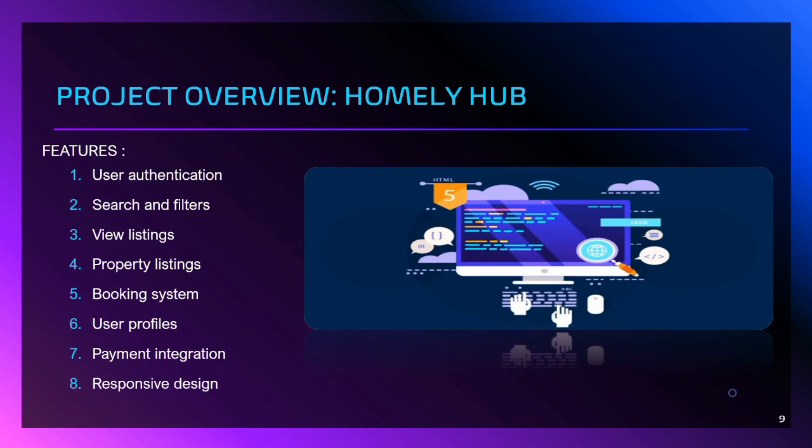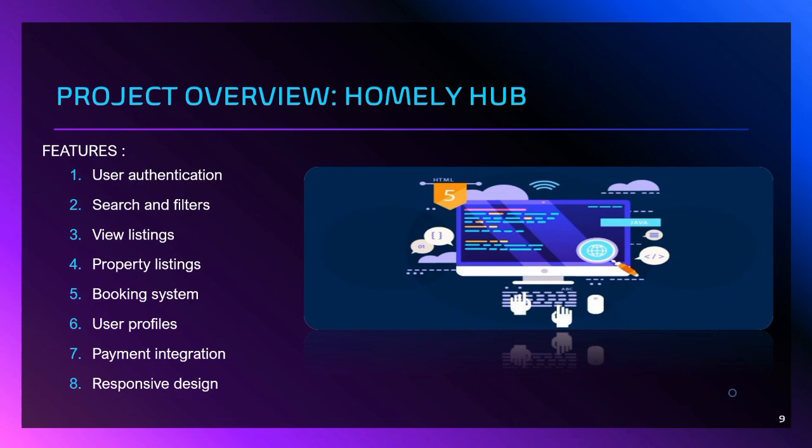Project overview: Homely Hub. The key features of the project are user authentication, which allows users to sign up and log in, manage their profiles, and update their profiles and passwords. Search and filters: implementing the search feature with filters to enable users to easily find a property based on location, dates, prices and amenities, enhancing the overall user experience.